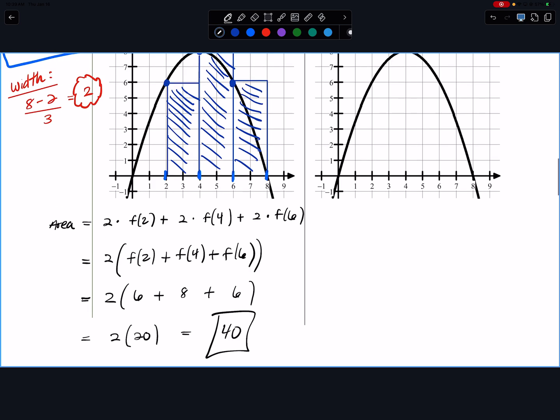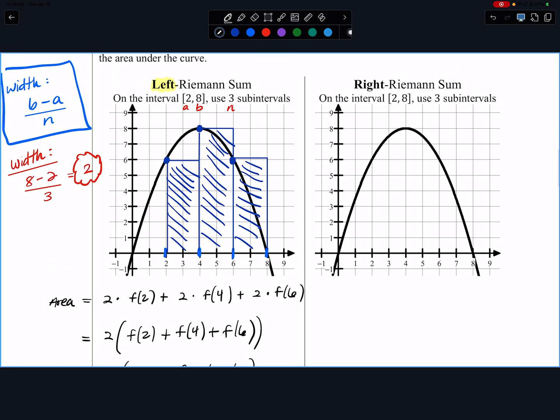Okay. Now, a right Riemann sum. So let's see if you understand this. If for a left Riemann sum we found the left endpoint, for a right Riemann sum we're going to use the right endpoint. It's literally the same steps, but you use the right endpoint as your height.